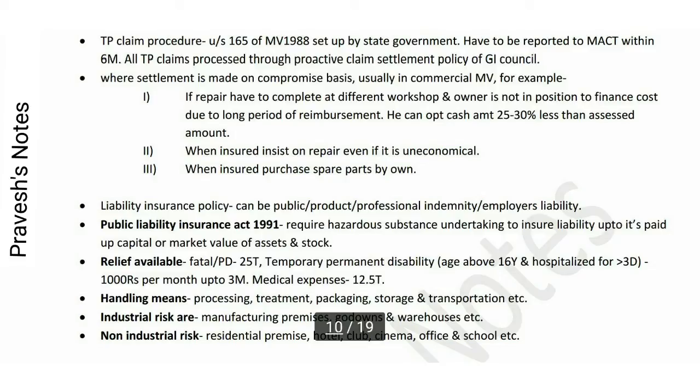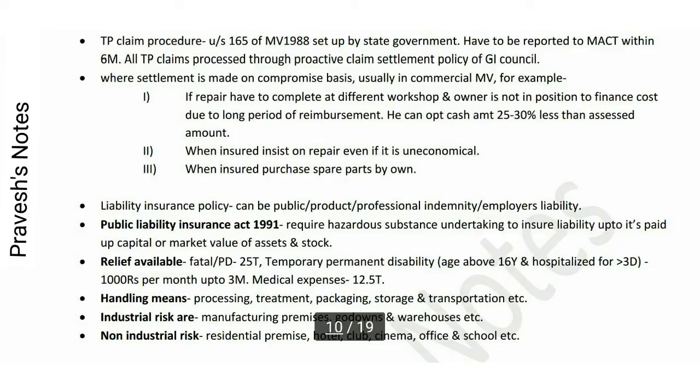Liability insurance policy can be public, product, professional indemnity or employer's liability. Public Liability Insurance Act 1991 requires hazardous substance undertaking to insure liability up to its paid-up capital or market value of assets and stock. Relief available for fatal or permanent disable up to 25,000 rupees. Handling means processing, treatment, packaging, storage and transportation etc.